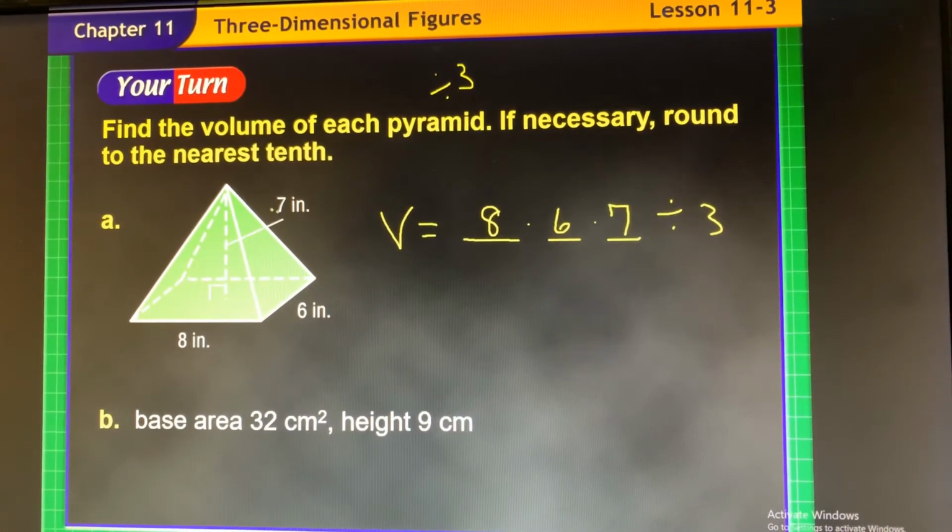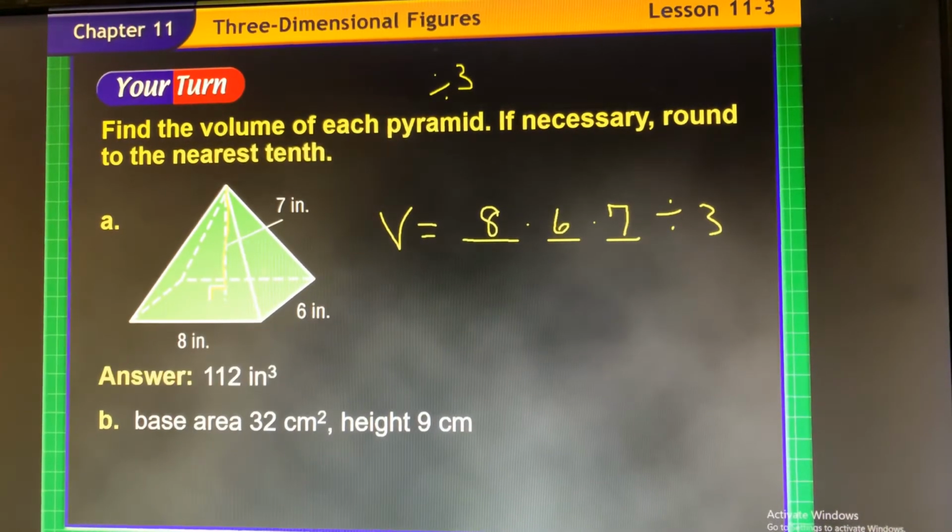How do I know? It drops from the center down. Think of it like a pole holding the tent up. So 8 times 6 times 7 divided by 3.